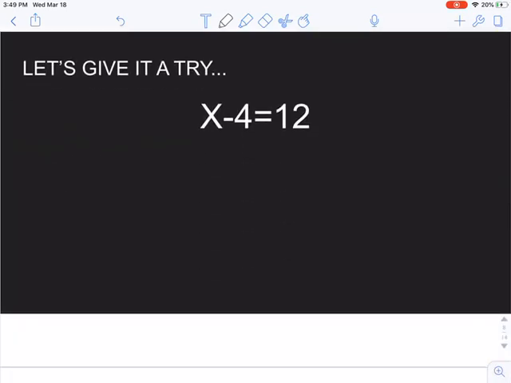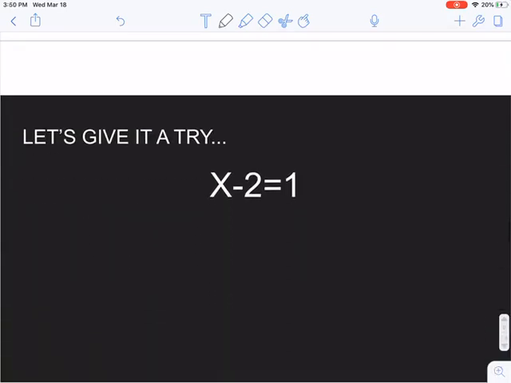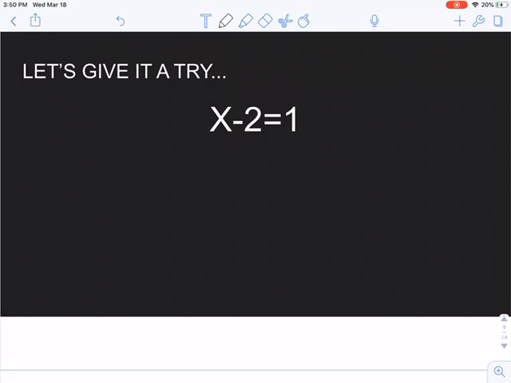This is subtraction, so we need to look at the opposite operation. So add. If we add 4, we'll get 16. X minus 2, so let's add 2 to each side, and we get 3.